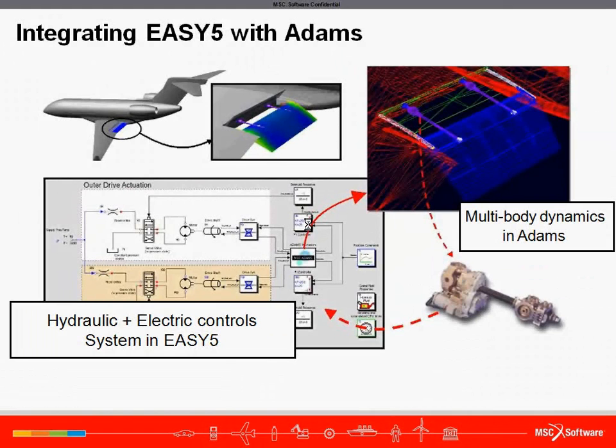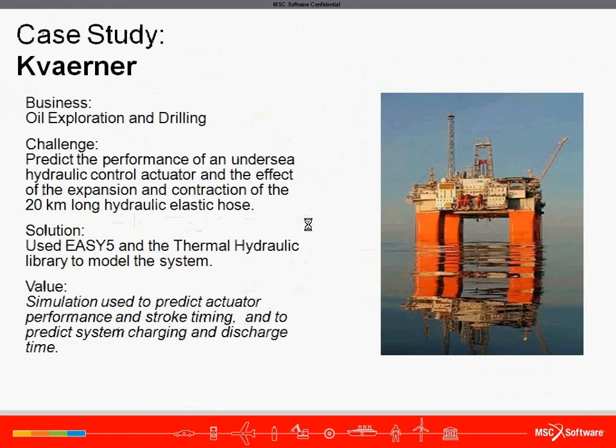Let's take a look at a case study from the oil drilling and exploration industry. Kverner used EZ5 in its thermal hydraulic library to model the undersea hydraulic control actuator lying on the sea floor. They were able to then predict its performance and the effect of the expansion and contraction of the 20-kilometer long hydraulic elastic hose running to it. The use of the EZ5 hydraulic library saved time and money because the library provided ready-to-use components. As a result, the customer didn't have to write a single line of code.